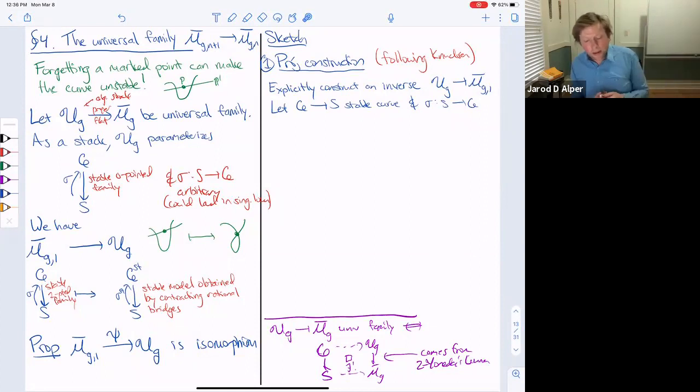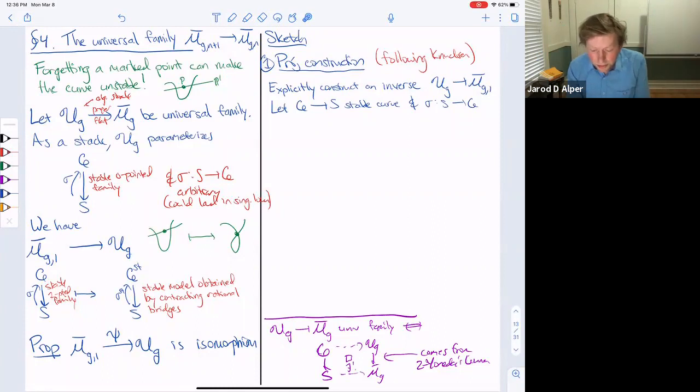And I'm going to give two arguments here, but there is a third argument that essentially reduces it to a blow-up calculation and doing a local coordinate calculation to show that the blowing up works. But the two approaches I'm going to give are, first, a Proj construction following Knudsen, on the right hand side. So let me try to explain this.